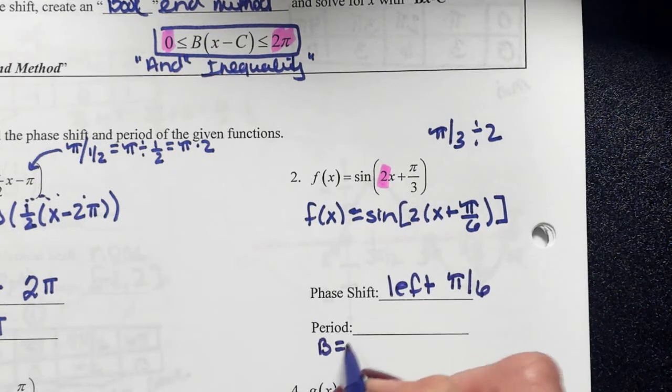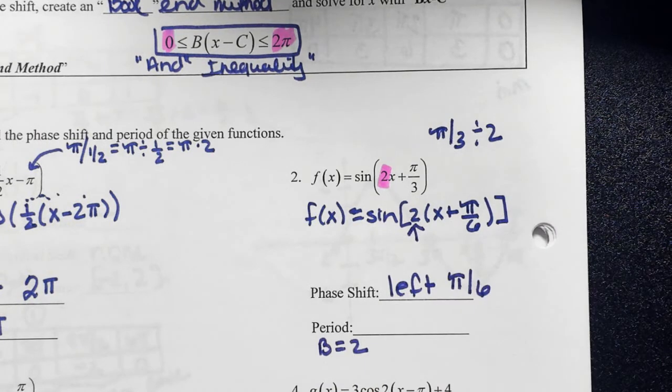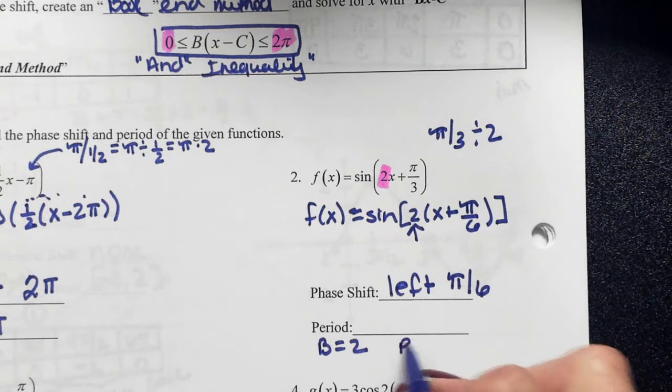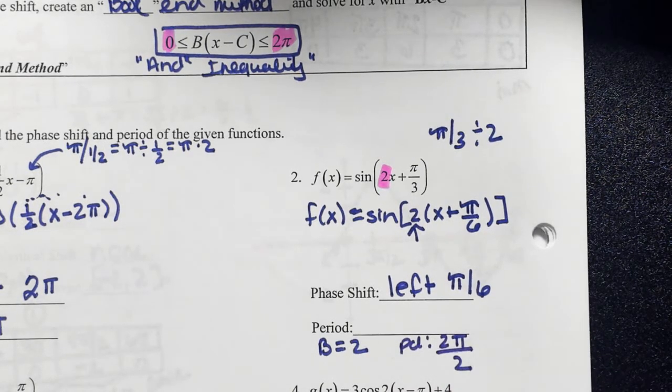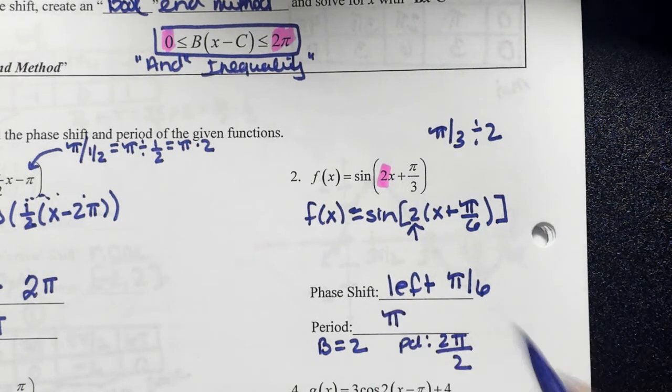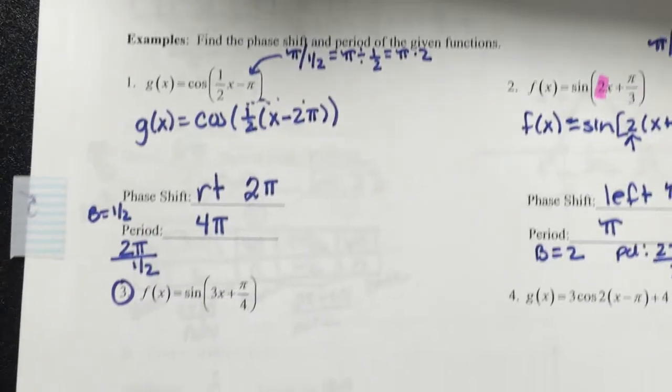B is still equal to 2. Again, that's the value that you factored out. B is always that number in front of x that you pull out. So to find your period, remember it's always going to be 2 pi divided by your b value. So what's the period of this function going to be? Pi. So any questions on how I identify the phase shift and the period? You guys go ahead and try number 3 for me.